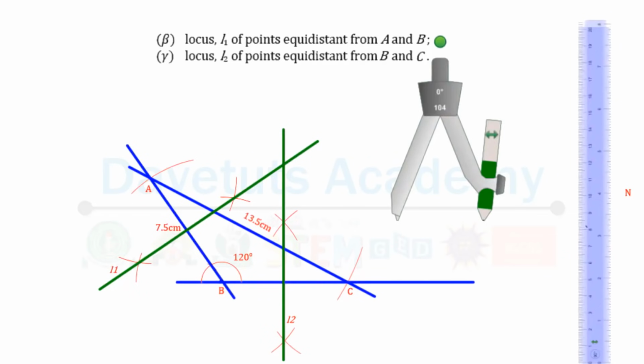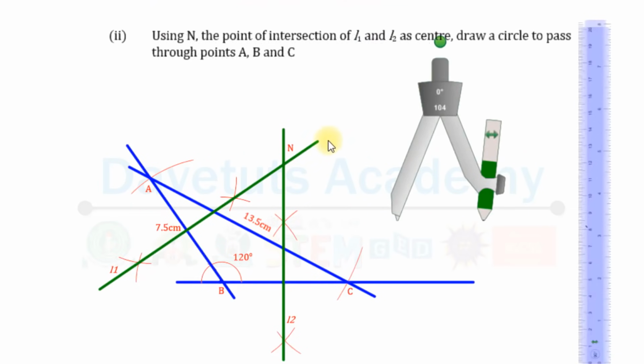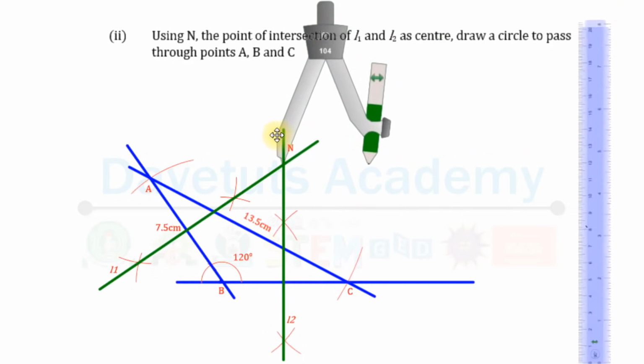And then this is looking very interesting. Finally, we are told that N is the point of intersection of the two loci. So this is point N here. N here is the intersection of the two loci that we have constructed on the triangle. And finally, what we are now asked to do is that using N as a center, we are to construct a circle that should pass through A, B, and C.